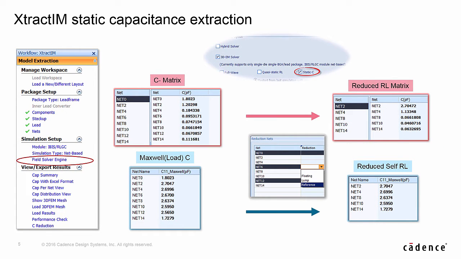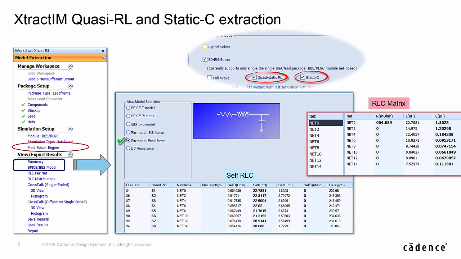Similarly, in static capacitance extraction, there are 2 capacitance results. One is for the full capacitance matrix for the selected nets. The other is a self-capacitance table. Those capacitance matrices can also be reduced by assigning some nets as floating, lump, or reference. Different reduced matrix results can also be displayed together to do what-if analysis.